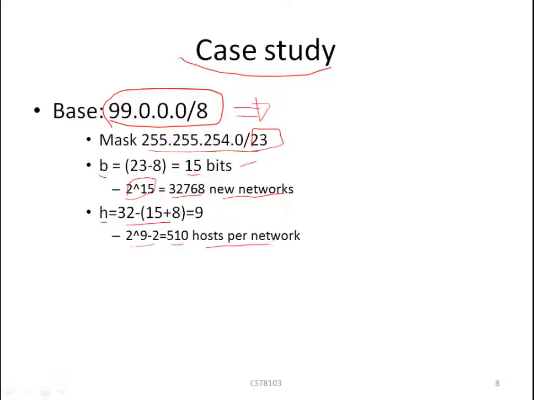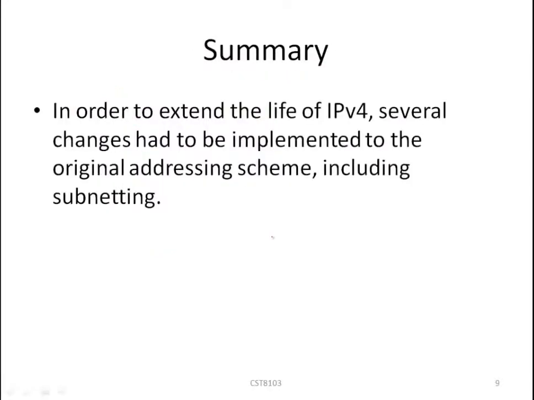So, in summary, to conclude, in order to extend the life of IPv4, several changes had to be implemented to the original addressing scheme, including subnetting. When the original subnetting scheme was put in place back in the early 80s, no one ever imagined that the internet would take off like it has taken off.